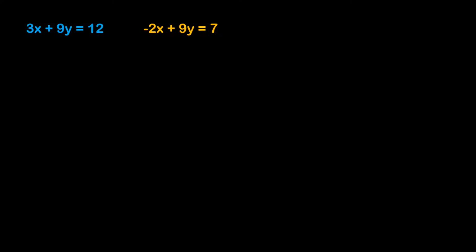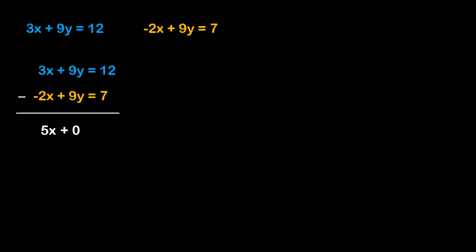Here we're actually going to subtract the equations, because we notice that in order to get 9y to cancel out with 9y, we have to subtract those two terms, right? So 3x minus negative 2x is 3x plus 2x, which is 5x. 9y minus 9y is 0, and 12 minus 7 is 5. So we're left with 5x plus 0 is equal to 5, or 5x is equal to 5.